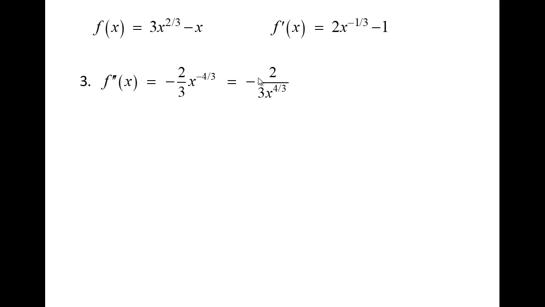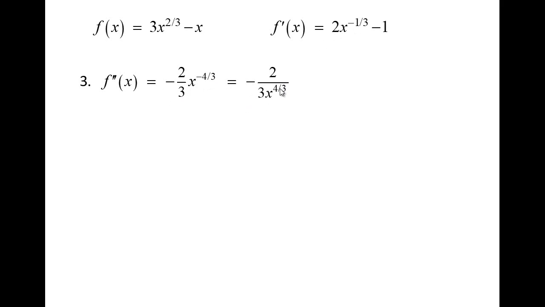Okay, so f of x is this again, and we found the first derivative. And now in order to determine the concavity, we have to look at the second derivative, and the second derivative would be 2 times negative 1/3 times x to the negative 1/3 minus 1, and negative 1/3 minus 1 would be negative 4/3, so we get negative 2/3 times x to the negative 4/3, which we rewrite as negative 2 over 3 times x to the 4/3.